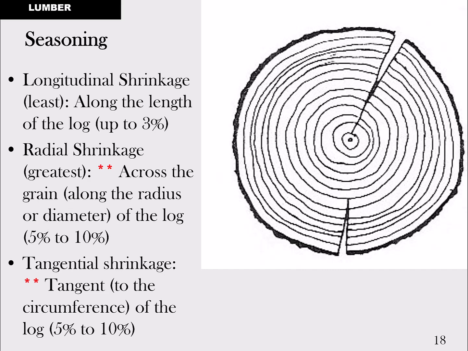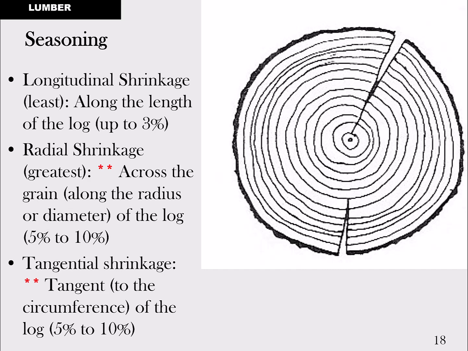So that's radial shrinkage. If you think about the radius and the diameter, the diameter is across the whole width of that log. The radius is going from the center of the circle out. So diameter is twice the length of the radius in general. Okay, so that's radial shrinkage. That's a factor, and it's big.